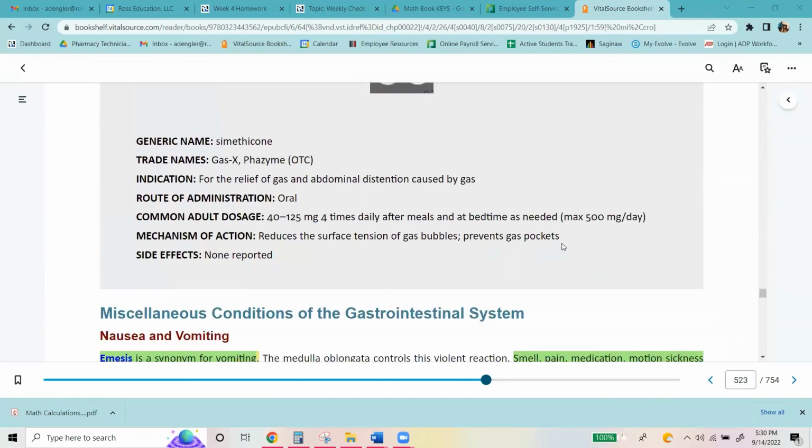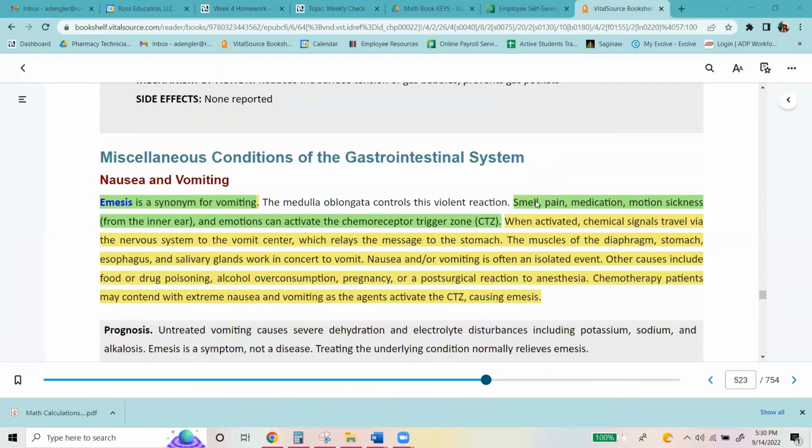So we have Gas-X and Phazyme, which are both simethicone, used for the relief of gas and abdominal distension caused by gas.